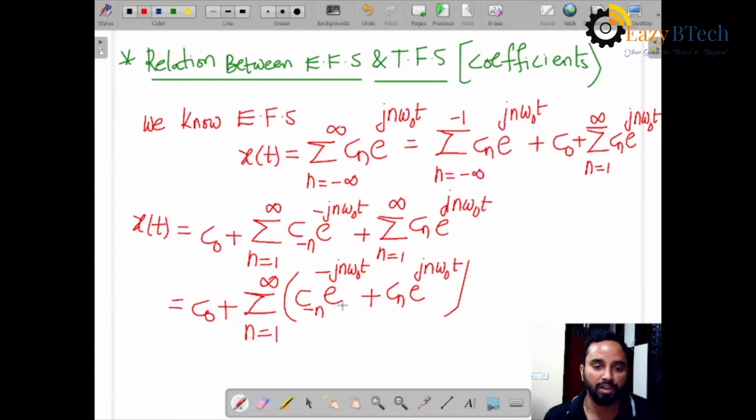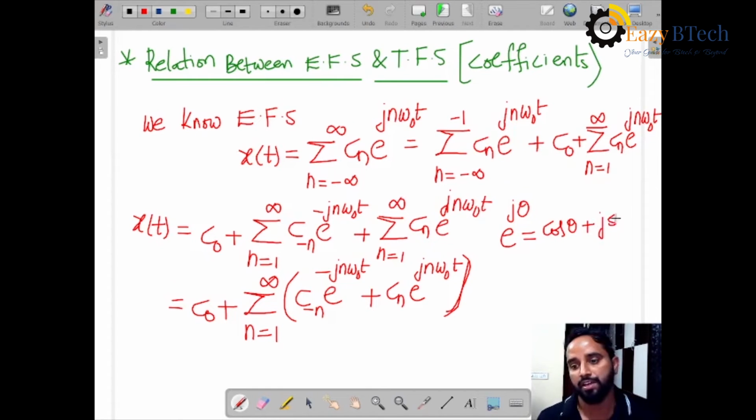So I am keeping the bracket. Now I'm going to use this exponential e power j theta according to Euler's formula. What is e power j theta? It is cos theta plus j sin theta.